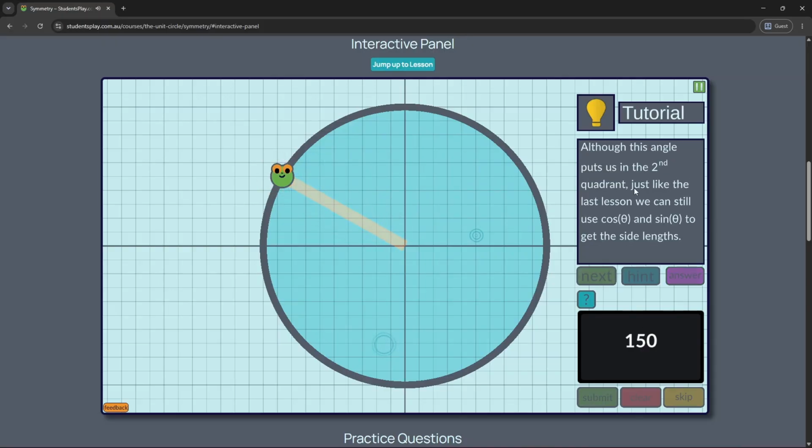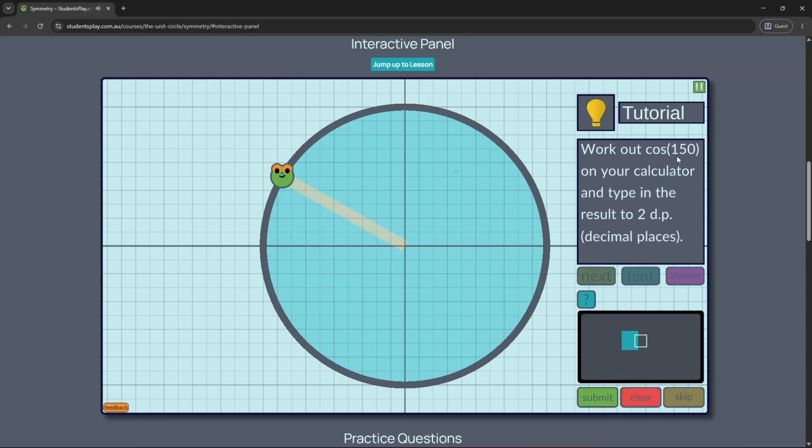Although this angle puts us in the second quadrant, just like the last lesson, we can still use cos theta and sin theta to get the side lengths, okay? Work out cos 150 on your calculator and type in the result to 2 dp, or decimal places. Okay, cos 150. So this is negative 0.87.